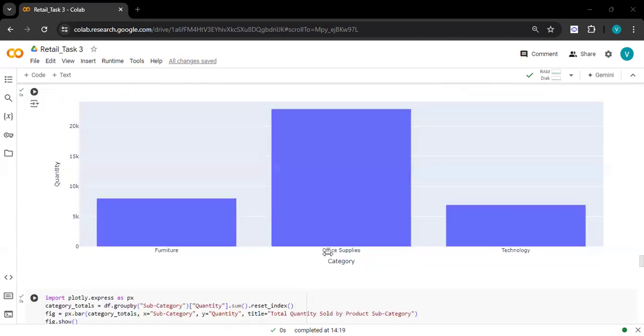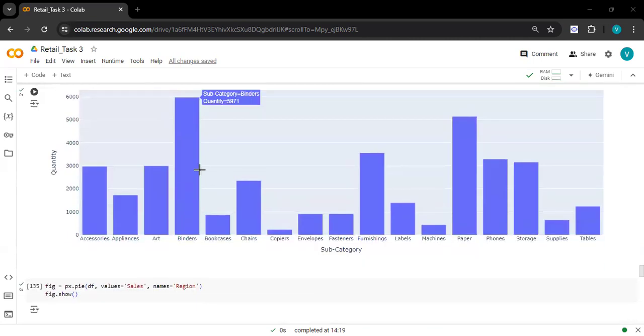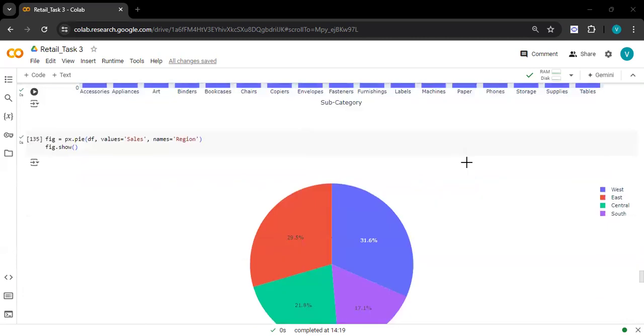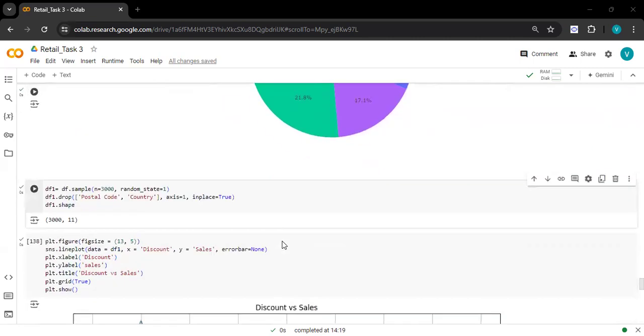The office supplies category has been sold in higher quantities, followed by furniture, then technology. The binders are sold in higher quantities, and the papers also sold in higher quantities. Even though the paper sold in higher quantities, we got less sales and profit. Region-wise, 31% of the sales are in the West region, followed by the East region.